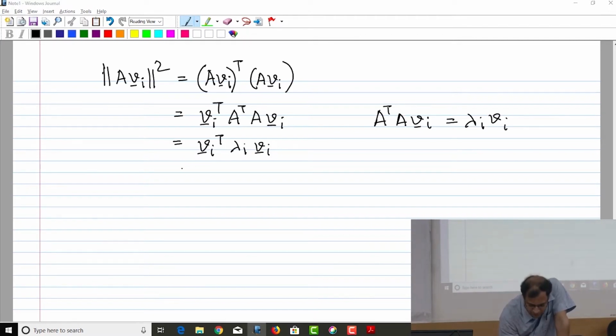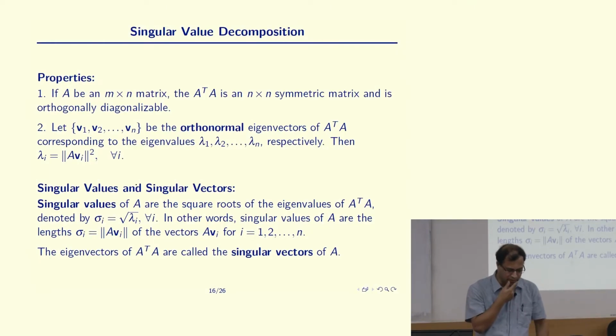Okay. So this is equal to what? Lambda i, and we know that this is Vi squared. Is that okay? Because these are orthonormal vectors, they are of unit length. Vi's are orthonormal eigenvectors of A transpose A. So this is a nice property we need to use in the singular value computation.